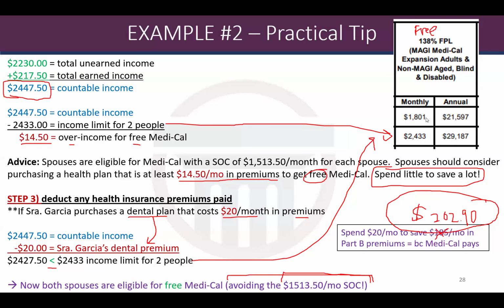What about if he spends money on pharmaceuticals or stuff for his health? He has Alzheimer's, so dementia. That's different. That's meeting your share of cost versus actually trying to reduce your countable income to get the free Medi-Cal. That's a different thing.